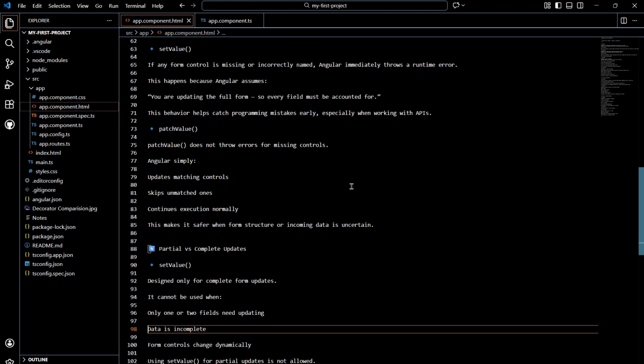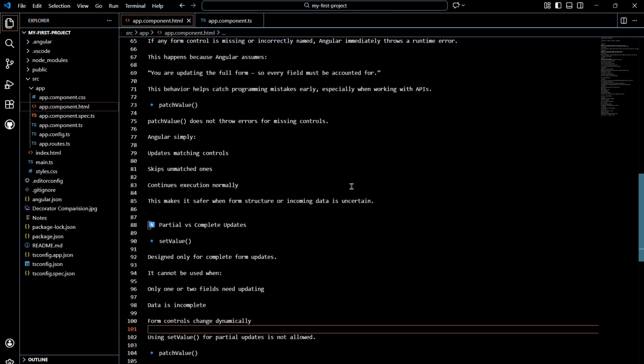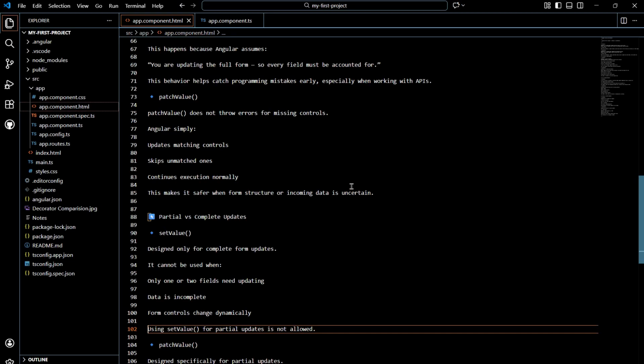Okay, then the next thing is patch value, and patch value does not throw any kind of error for a missing control, because Angular simply updates the matching control, skips the unmatched ones, and continues execution normally. So this makes it safer when form structure or incoming data is uncertain.